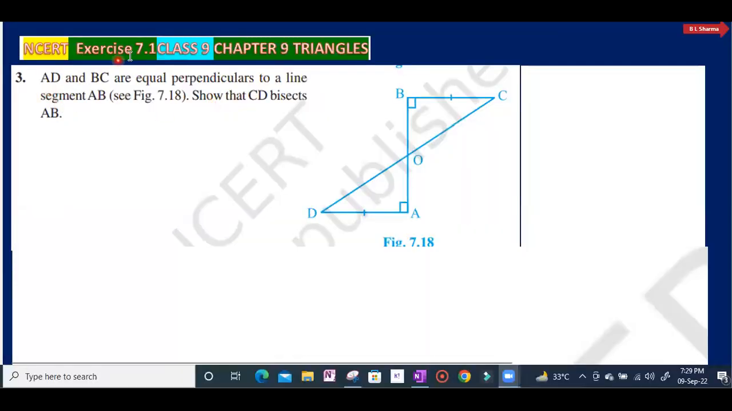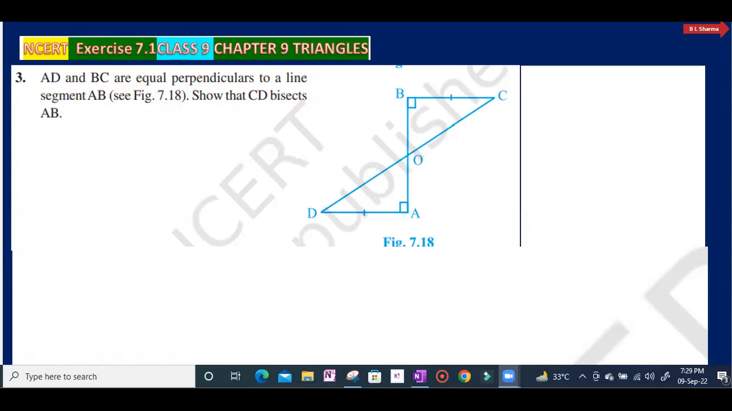Question number 3, exercise 7.1. AD and BC are equal perpendiculars to a line segment AB, that is given in this diagram. Show that CD bisects AB. Bisect means divide into two equal parts.